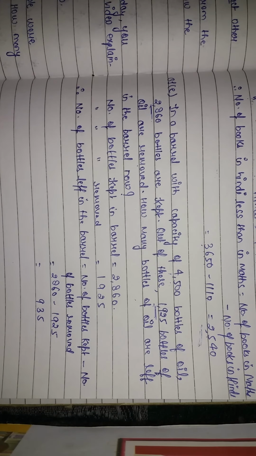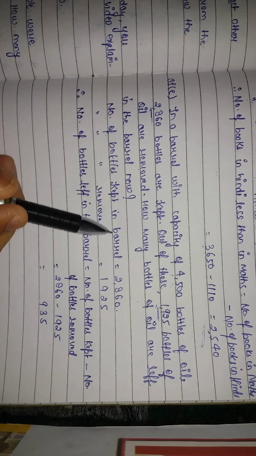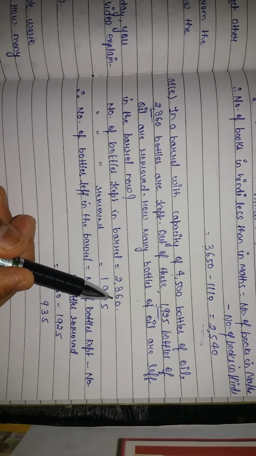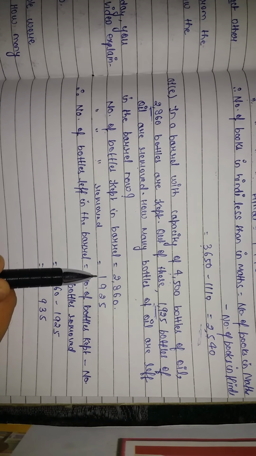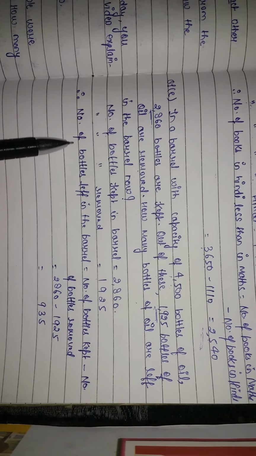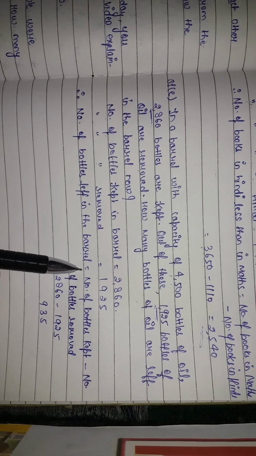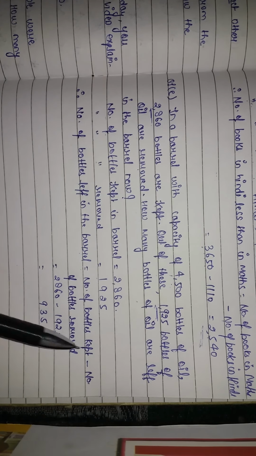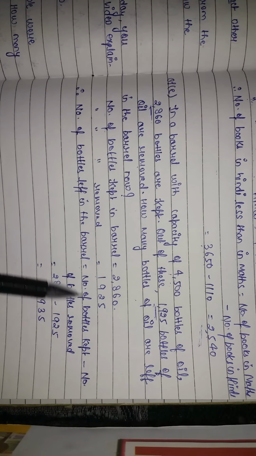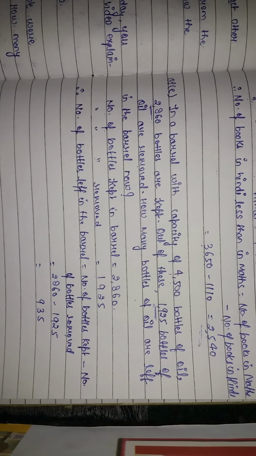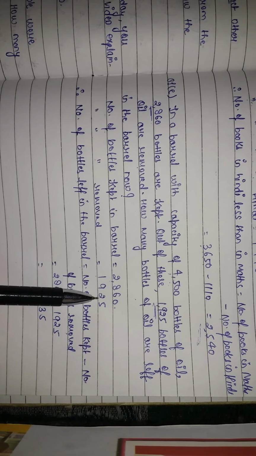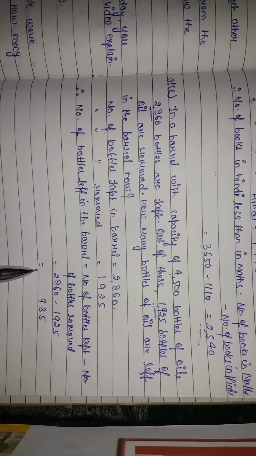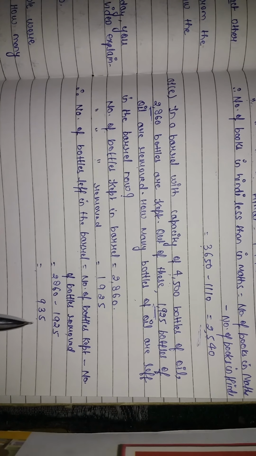Therefore, starting with the solution, number of bottles kept in barrel is 2860. Number of bottles removed, means number of bottles that you have taken out, is 1925. Therefore, number of bottles left in the barrel is equal to number of bottles kept, जितनी बोतल आपने रखी थी, minus number of bottles removed, उसमें से जितनी बोतल आपने निकाल ली है उनको माइनस कर दो और you will get your answer. So 2860 is the bottles that you kept, 1925 is the bottles that you have taken out. Therefore the remaining bottles are 935.